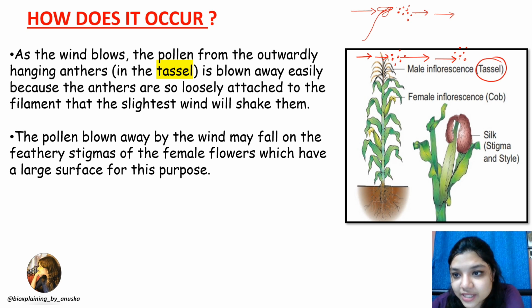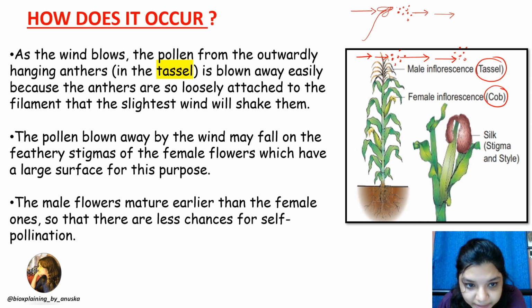Let's say here you see the cob. For some other plant also, the same female flower will be present. So now when the wind blows past this cob, the pollen grains are going to get deposited on the surface of the female flowers, right?